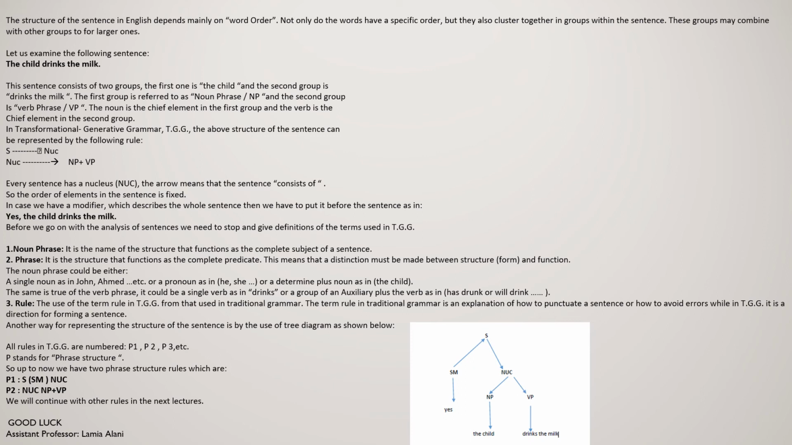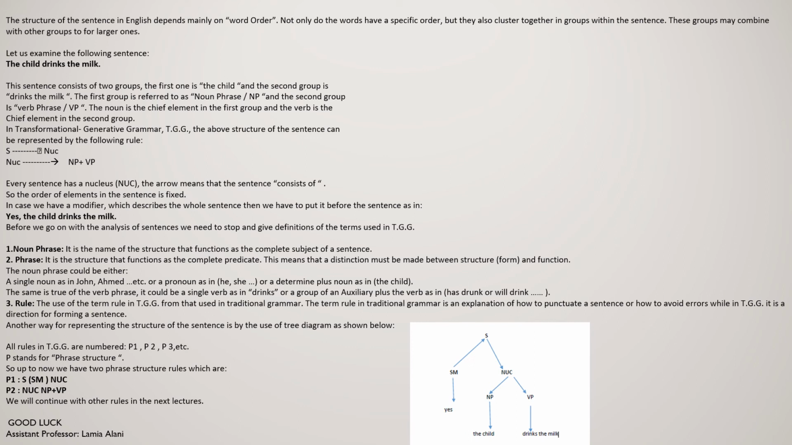So, another way of representing the structure of the sentence is by use of tree diagrams. So there are two ways of showing the structure of the sentence in TGG, and you will be asked to work on both. I either ask you to give me the phrase structure rules or to draw tree diagrams for the sentence. So you have to know both. The phrase structure rule helps you draw the tree diagram because it is exactly the same. But this is another way of showing the structure of the sentence, either through phrase structure rules or through tree diagrams.